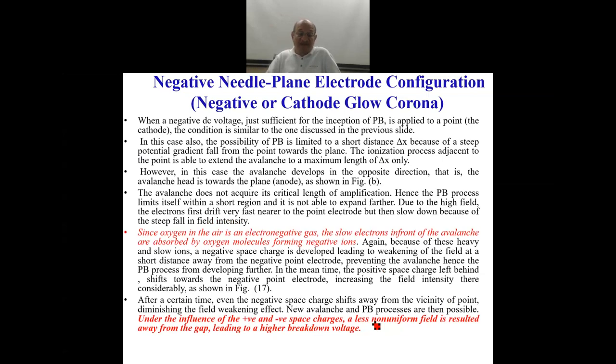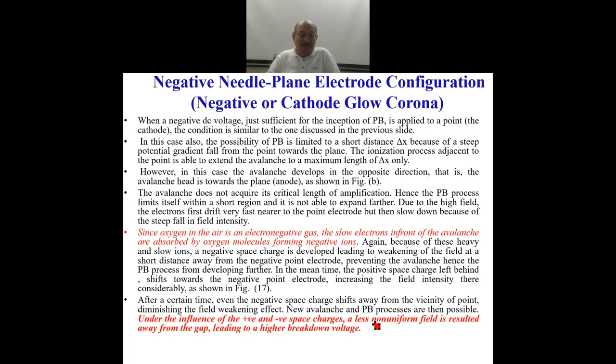Yeah, negative needle plane electrode configuration. The cathode was also described as glow corona, but a more appropriate nomenclature would be star corona, whether it is taking place at a positive or negative needle electrode. The more appropriate expression is star corona, because it looks like a star.